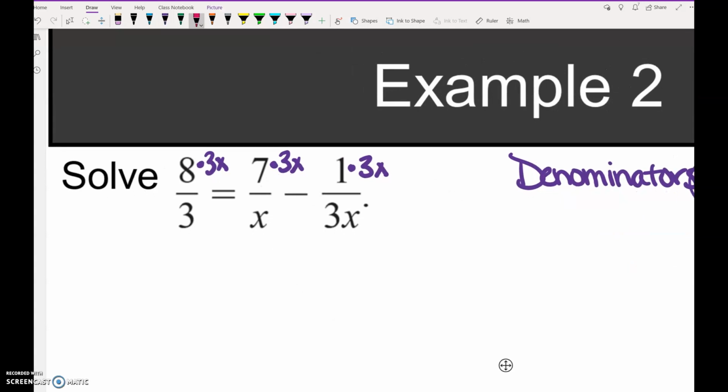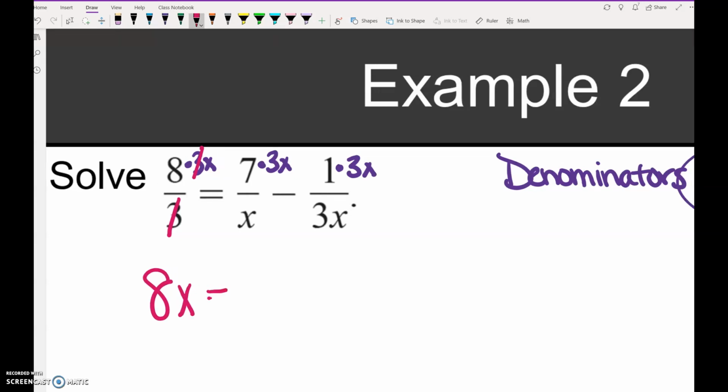Okay, here's the fraction killing part. In this first term, the 3 on the bottom cancels out the 3 on the top. Because we're multiplying, we are able to cancel out common factors on the top and the bottom. So what's left here? 8x equals. In this next term, the x on the bottom cancels out the x on the top, and we're left with 7 times 3. What is 7 times 3? 21.